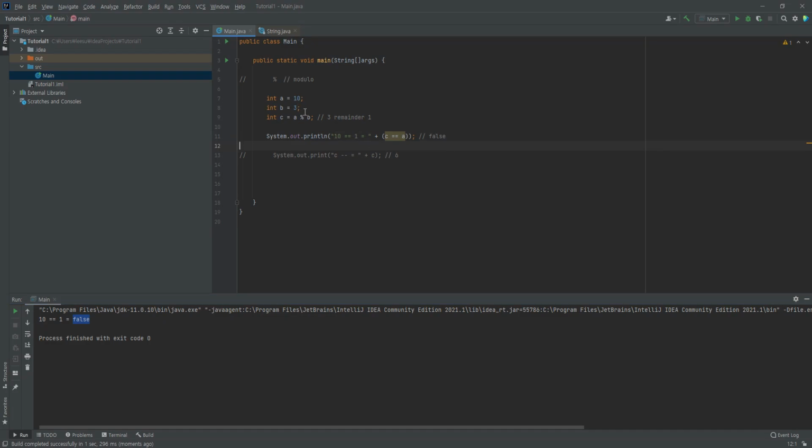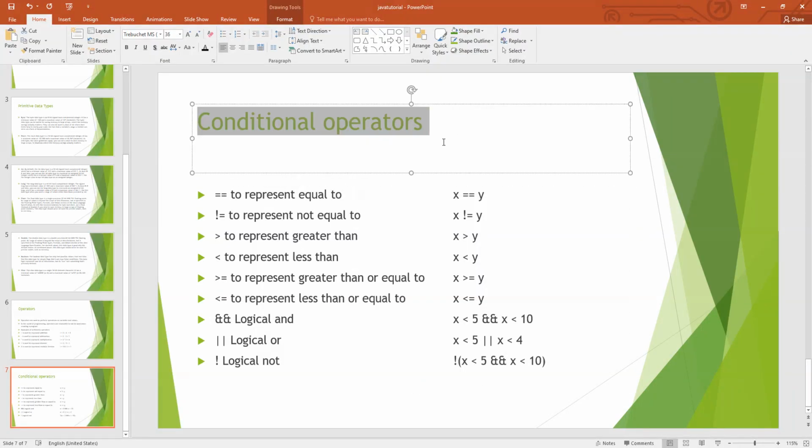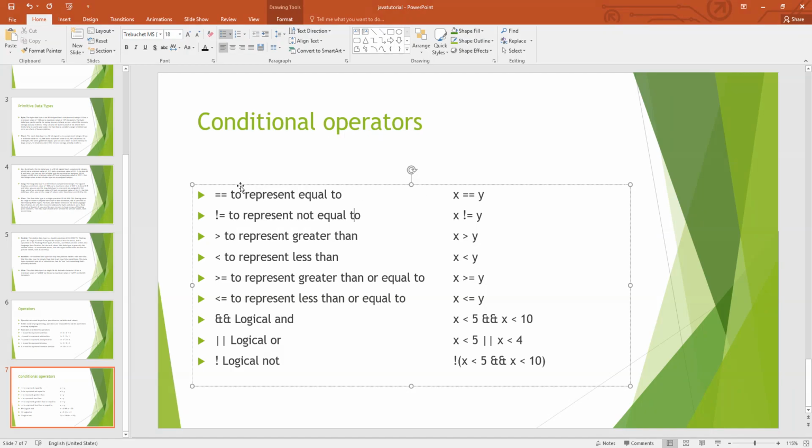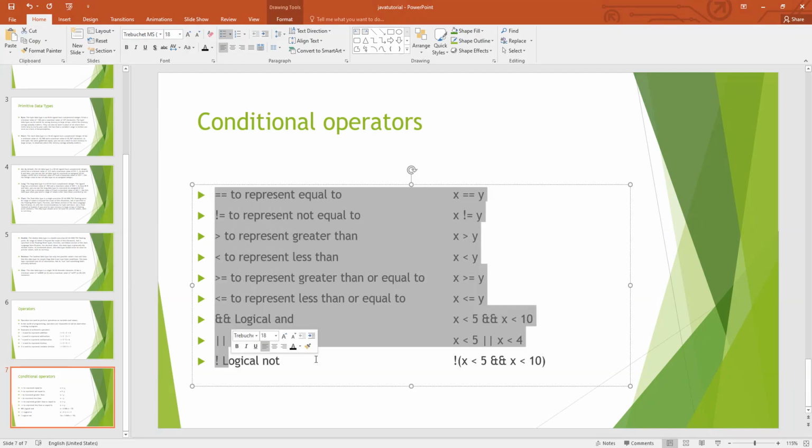So if we change this, for example, let me just change the c variable to 10. What do you think will return? We know that c is 10 and c is equal to a. It would return true, since c is 10 and a is 10. That's why it's called conditional, since these values return true or false.